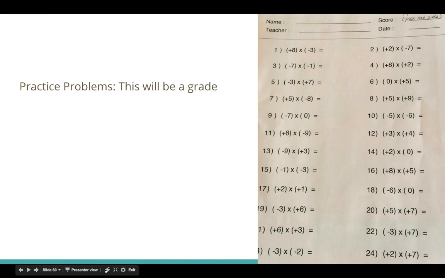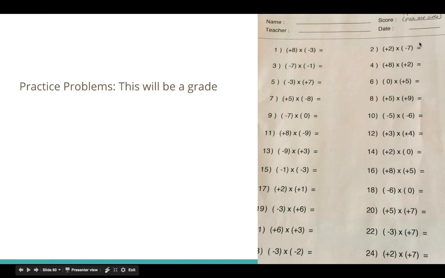After all your notes are done, please cut your notes out and glue them into your notebook on the next clean page. After your notes are complete, you have a worksheet that you need to complete and will go into the grade book. You have two sides.